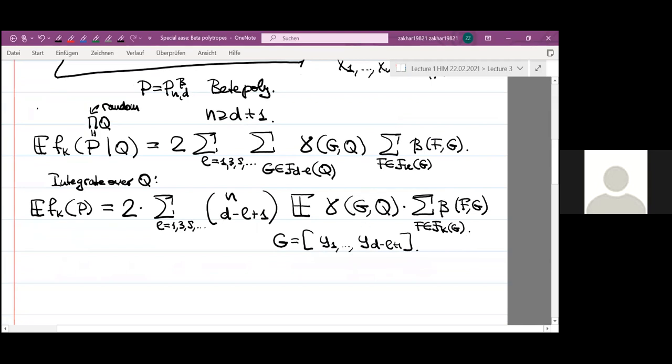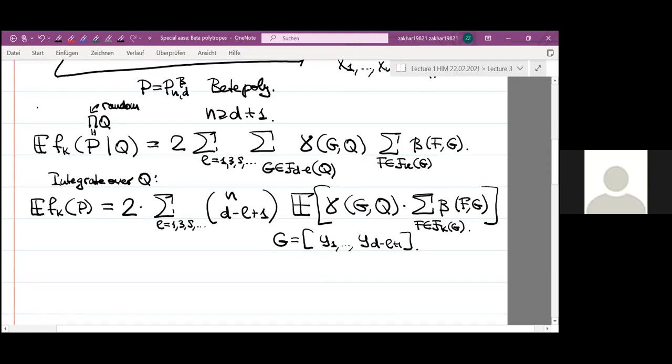Here we have the expectation of a product of gamma times beta. Now Q is a random simplex, and G is some fixed face of this simplex, say generated by the first D minus L plus one vertices. And then we have here some functional inside G. This is something which is internal for G. It's the sum of angles of G at all faces of dimension K.